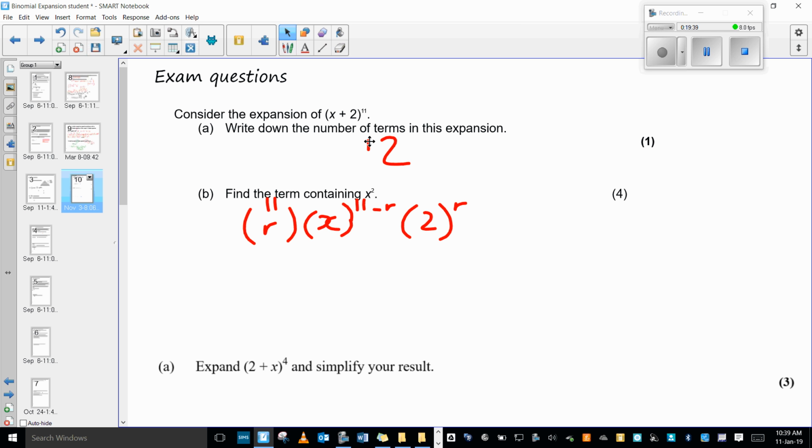Right, so we want the term containing x squared. We're not interested in this, we're not interested in this, we're just interested in this. So which value of r are we looking for?